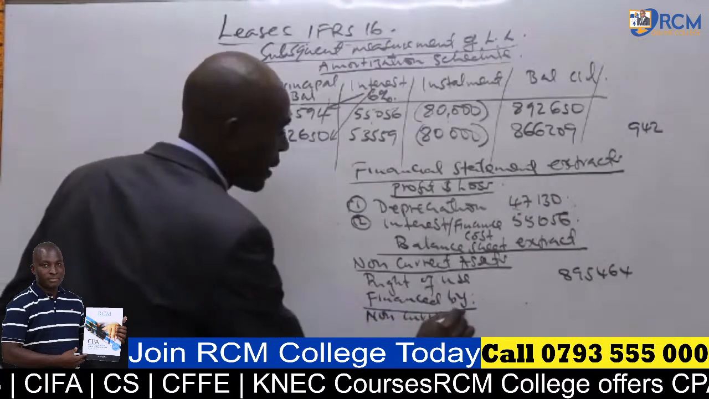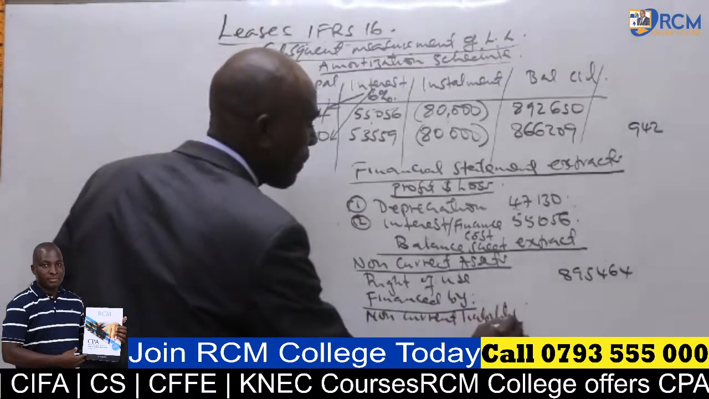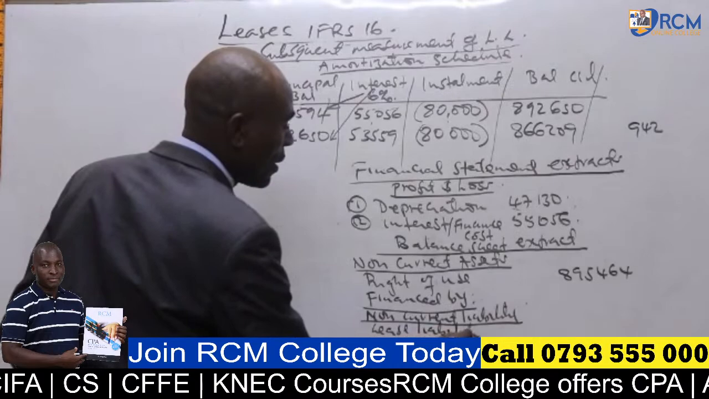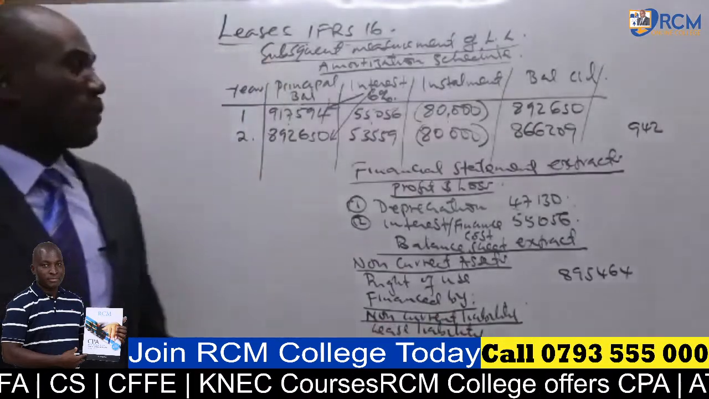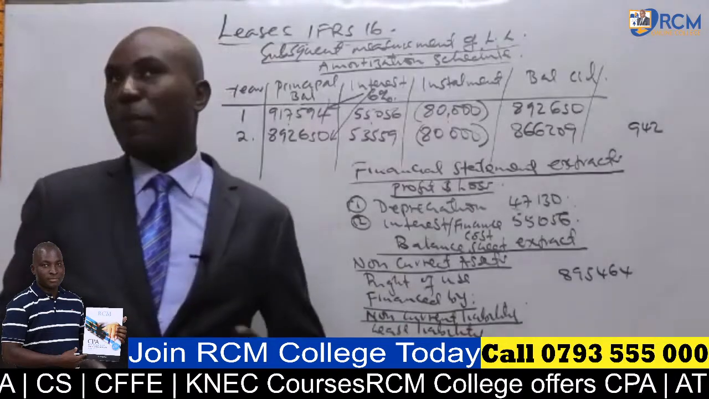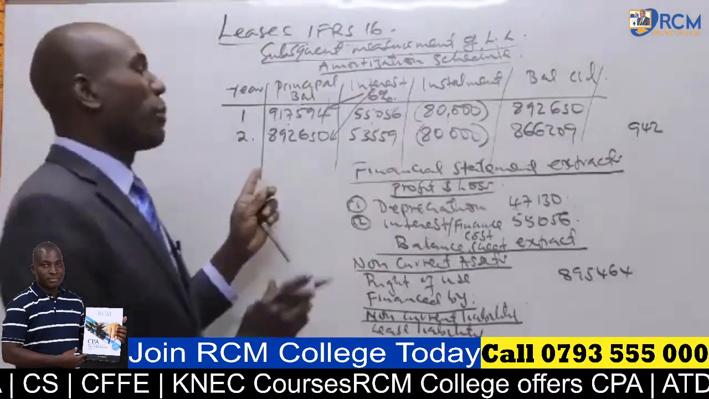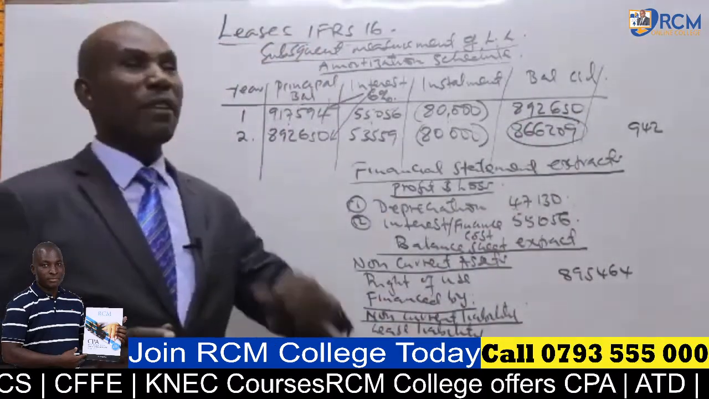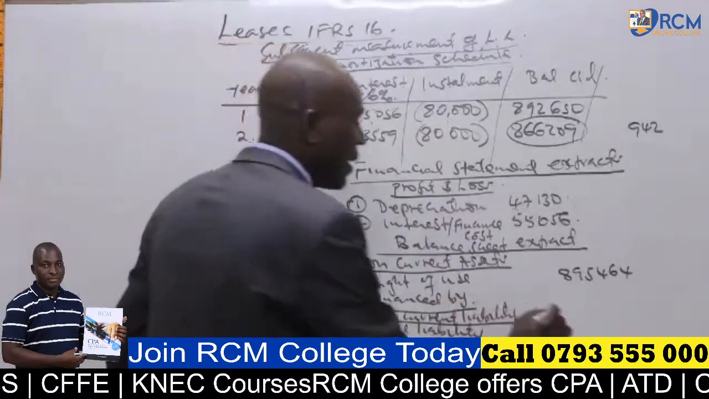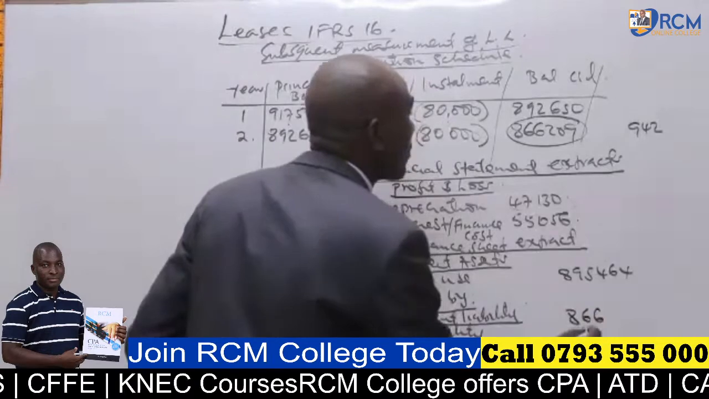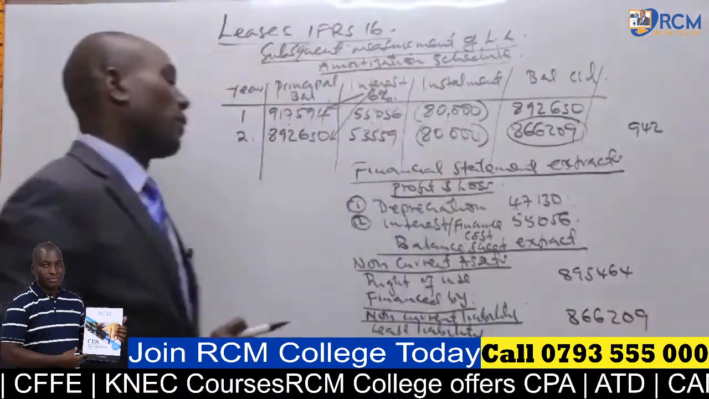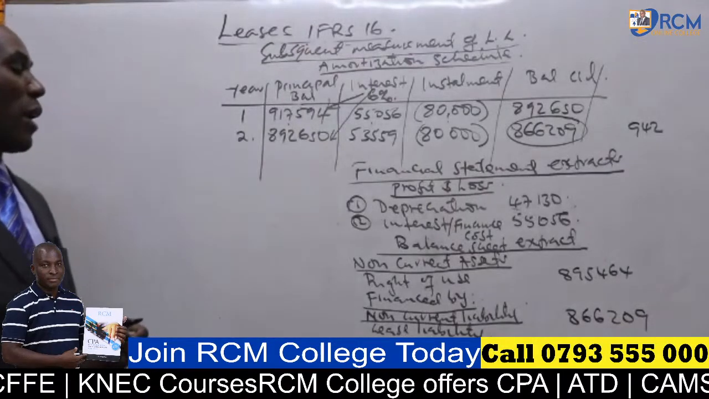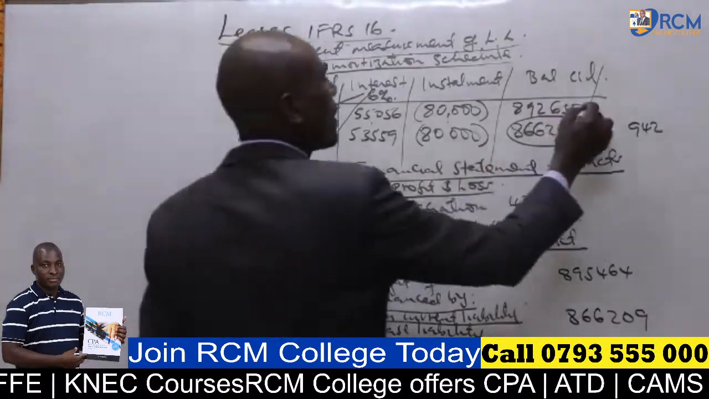Non-current liability. Here I have lease liability. I said that if payments are made at the end of the year, you prepare for 2 years. The one for year 2 will be the non-current liability for year 1. Therefore, this one will be 866,209 for year 1, the non-current liability. Then the current liability will be the difference between these two.